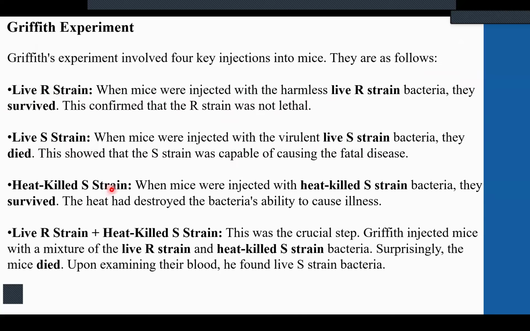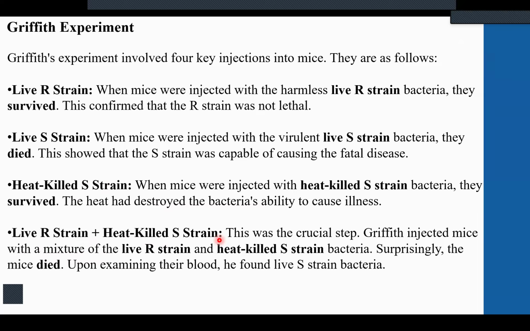Next, we have the heat-killed S strain. The S strain, which is a causative agent for pneumonia, was heat-killed and then injected into the mice. The mice did not suffer from any disease because the bacteria that cause the disease had been killed. Next, he conducted an experiment where he mixed the live R strain with the heat-killed S strain. Ideally, the S strain was killed and therefore the mice should not have acquired pneumonia. But what he saw was all the mice died.